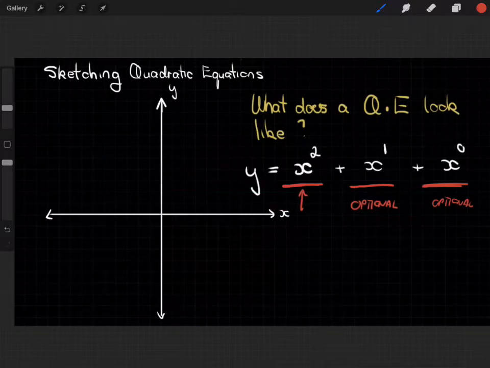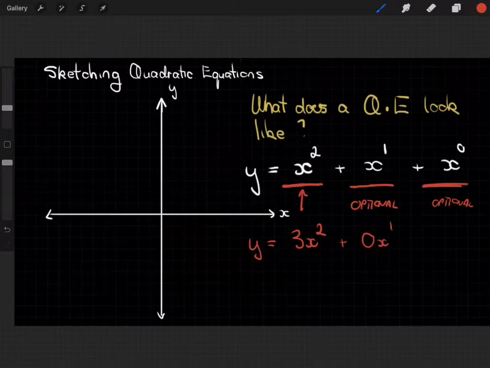So, for example, y equals 3x squared plus 0x to the power of 1 plus 0x to the power of 0 is a quadratic equation. Why? Because it has an x squared term there. Y equals 3x squared.